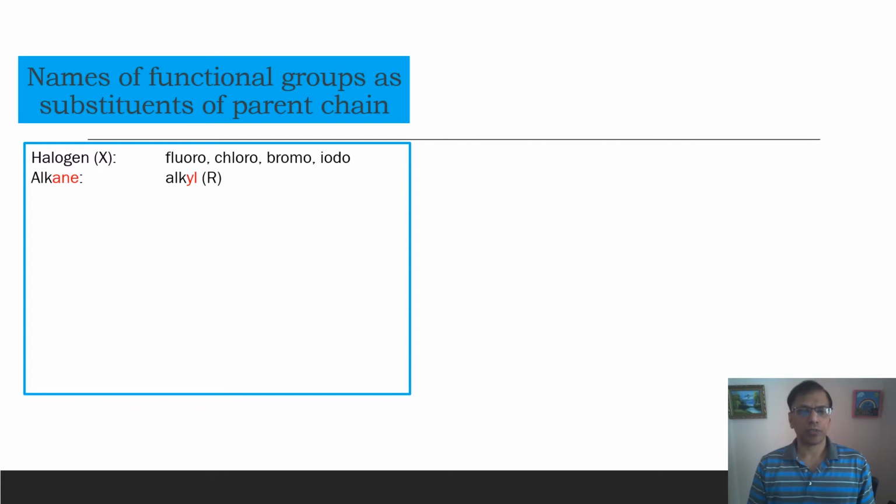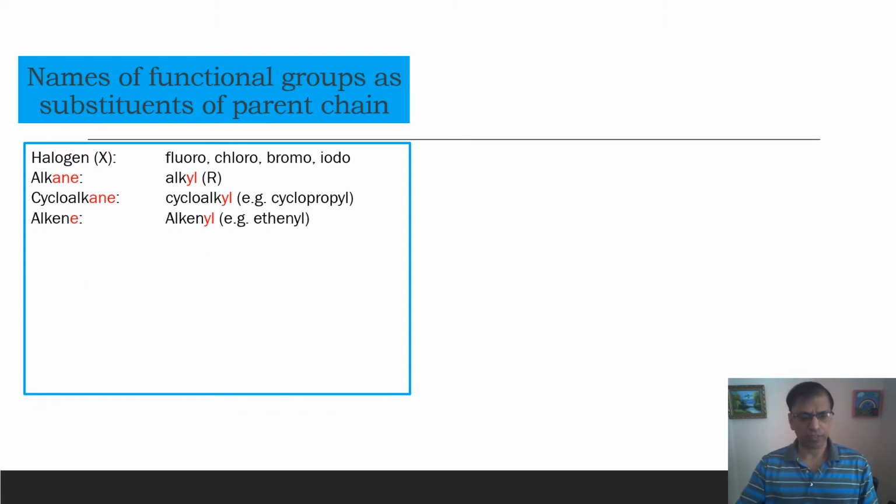If an alkyl group is present, it is considered to be an R group, symbolized by R, and we'll have appropriate names. I'll cover all the different types of alkyl groups that you may encounter in an organic molecule. Then you have the cycloalkyl groups like cyclopropyl, cyclobutyl. These can also be substituents.